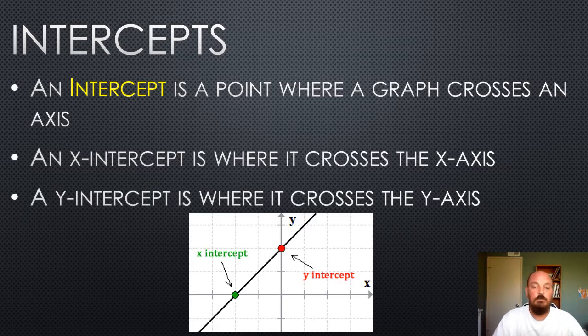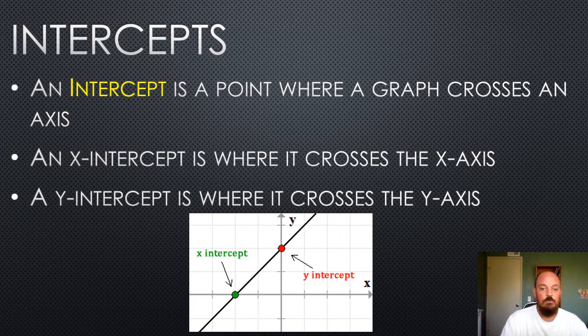So here's a very simple graph. This is a line, and you can see the line is kind of going across diagonally there. The red point where it crosses the y-axis, that's what we call the y-intercept. The green point where it crosses the x-axis, that's what we call the x-intercept. And you can do this with any graph at all.